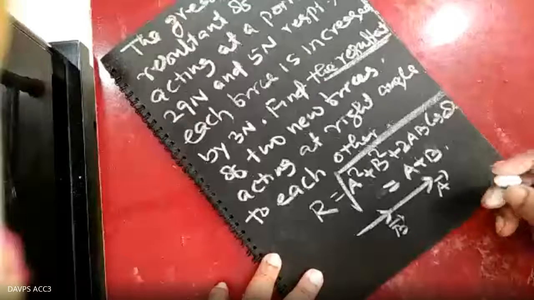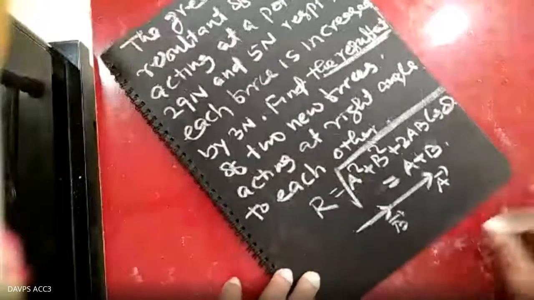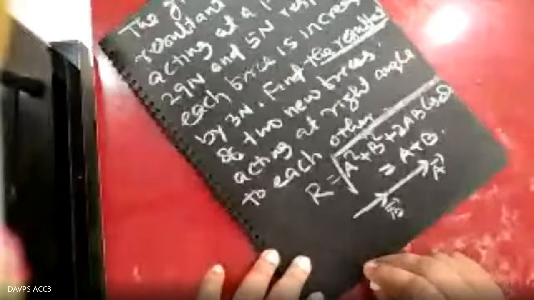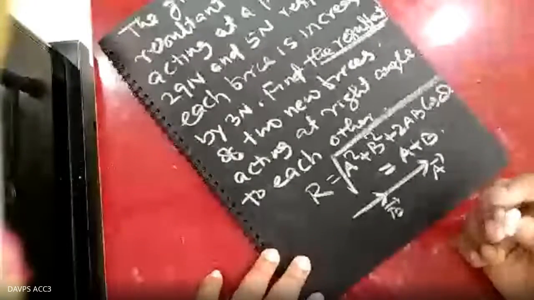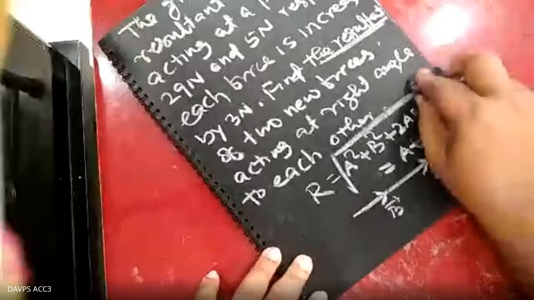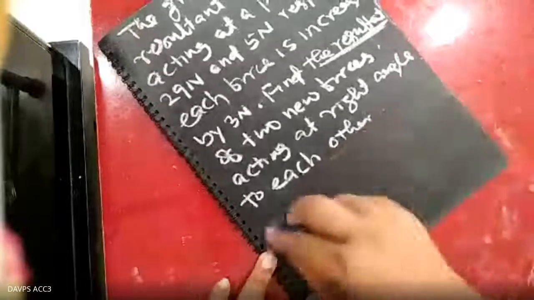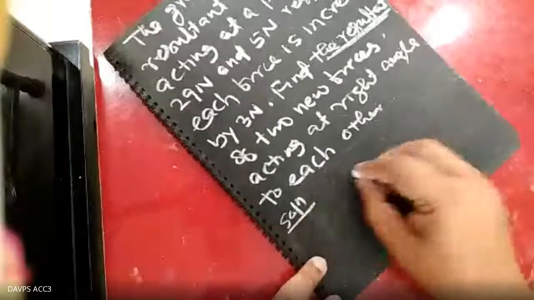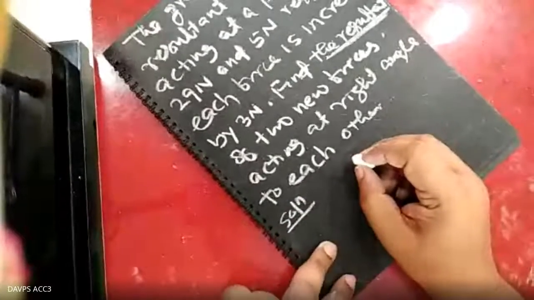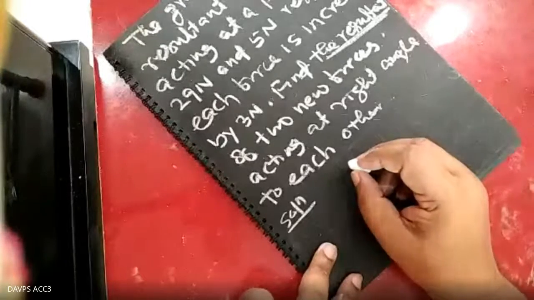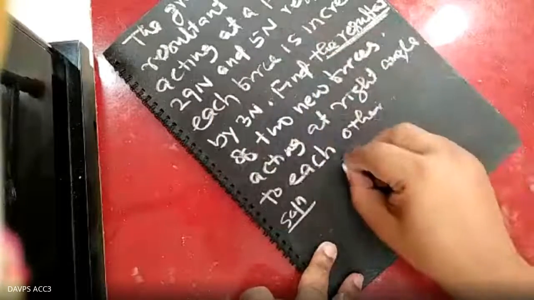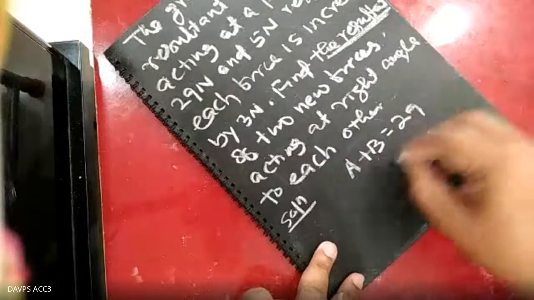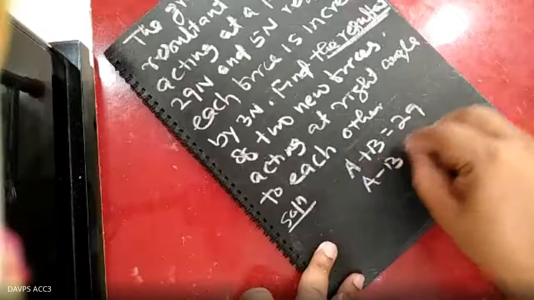What is the least value? If both forces act in opposite directions, you get the least value, which equals a minus b. So here the greatest and least values are given. Solution: easily you can calculate. R maximum, the resultant of two forces acting at a point, is 29 Newton and 5 Newton, meaning A plus B has magnitude 29 and A minus B is given as 5.